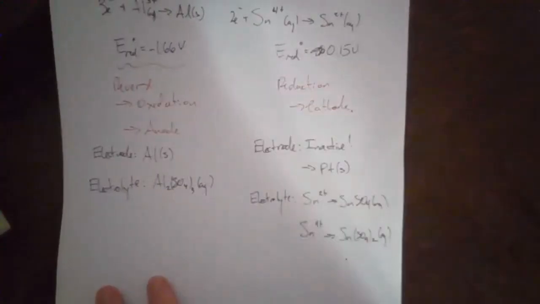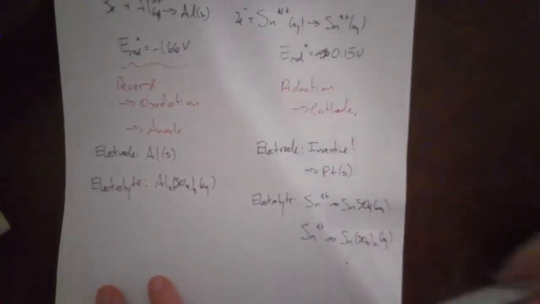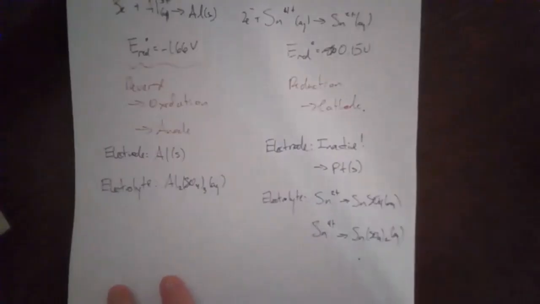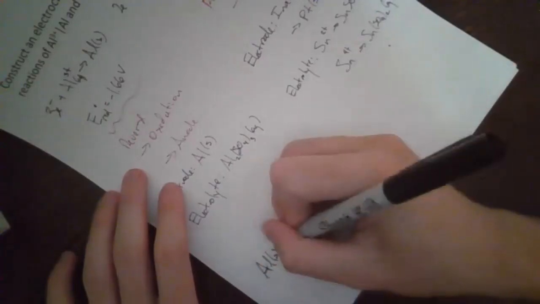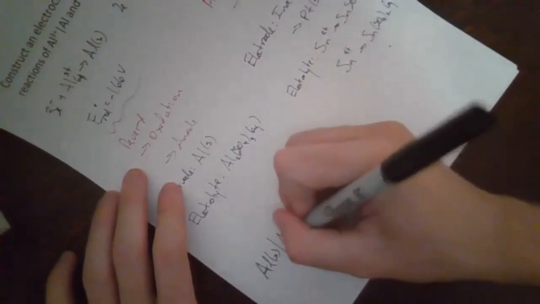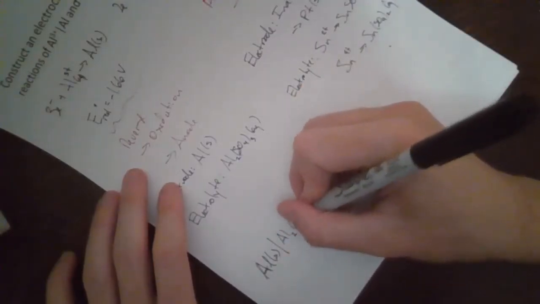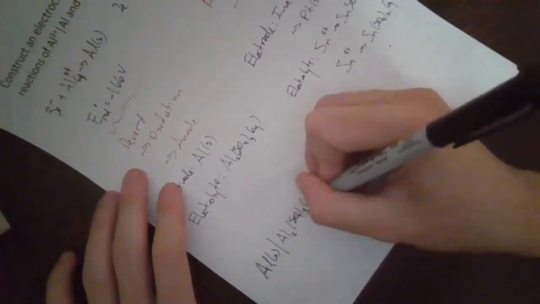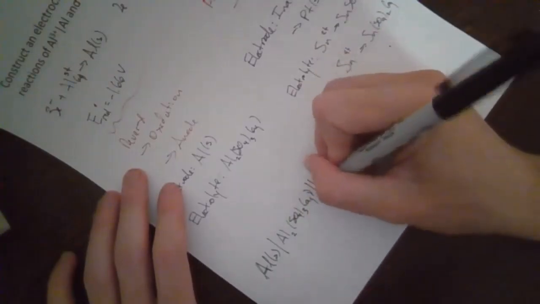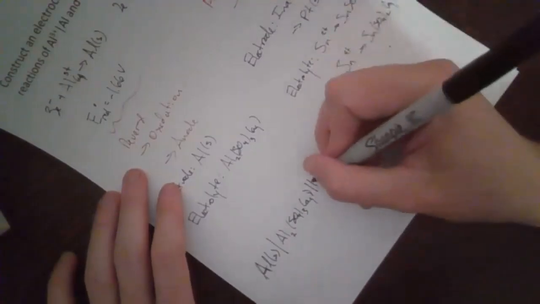We can write out a cell notation. So we start with the anode, and we start with the electrode of the anode. So that is going to be aluminum solid, vertical line, Al2(SO4)3 aqueous. Then we can write vertical lines for our salt bridge. Then we need our cathode electrolyte.